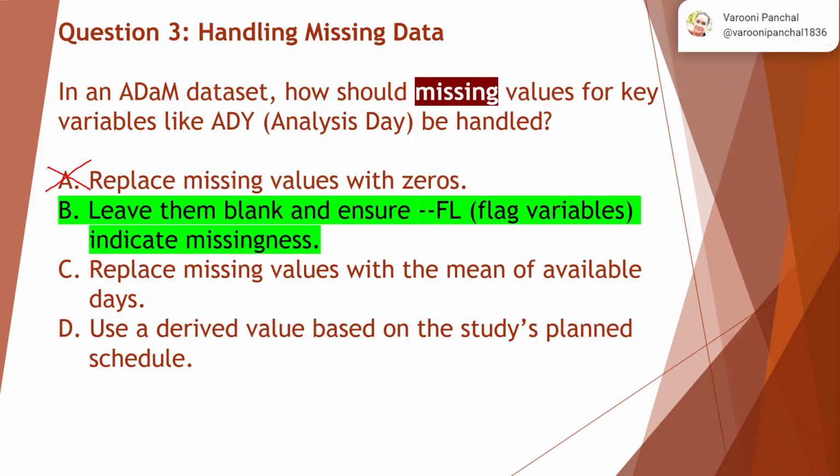The C option is replace missing values with the mean of the available days. No, even this you cannot do. The option D is use a derived value based on the study's planned visit schedule. No, this is also not the correct way. So the missing values should generally be left as blank and ensure that underscore FL flag variables indicate missingness, right? So this is the correct answer.